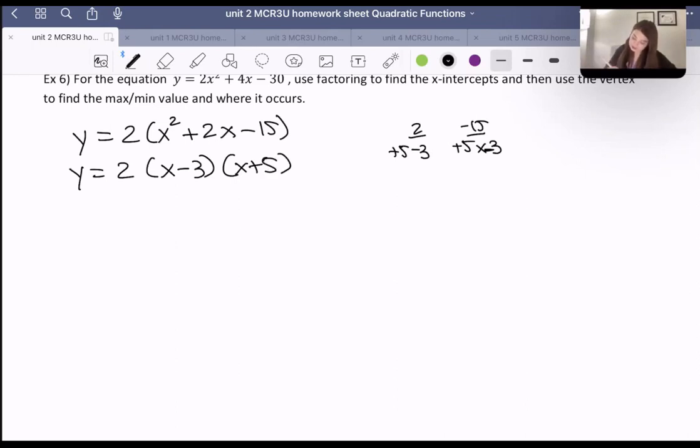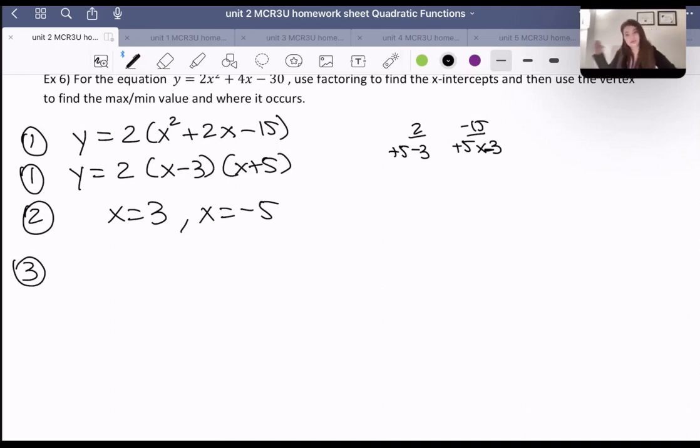So to find the zeros, this is step 1. Find the zeros is step 2. x is 3 and x is -5. Step 3 is to find the h value, right? So to find the average of those two zeros, so that's going to be 3 minus 5 over 2, which is -2 over 2, which is -1.